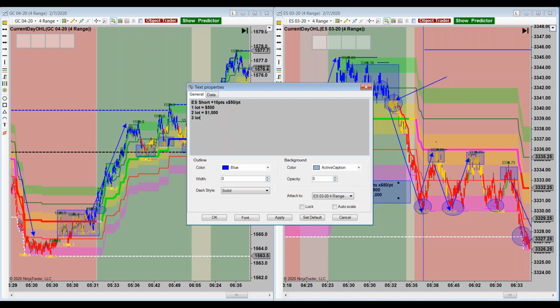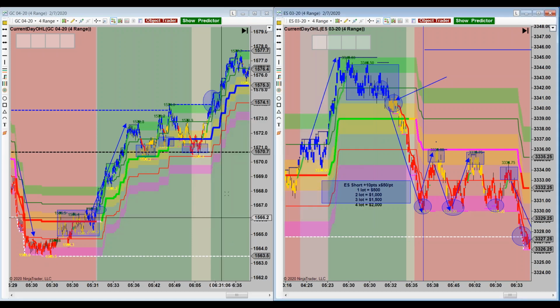3 lot, 1,500, right? 4 lot, 4 contracts, right? 2 bones, 20 bones. And that's just one trade. I mean, you can extend it out. You can take it out to 8 or 10. You can do the math. You can find out where you're at. Could you make $4,000 on a trade on ES?